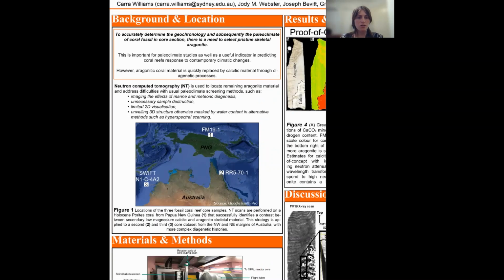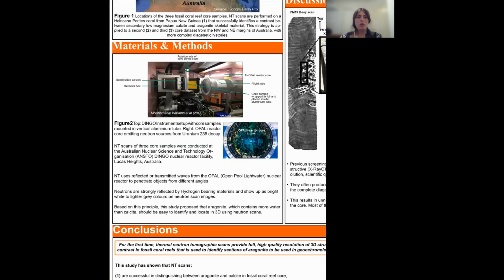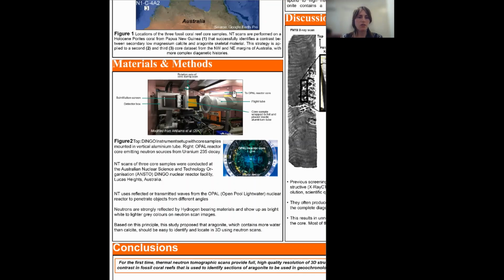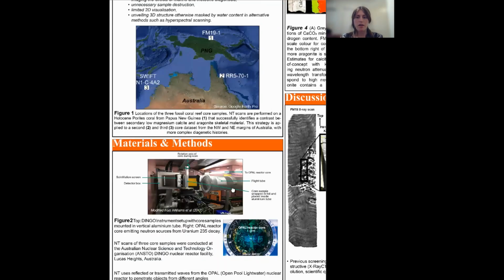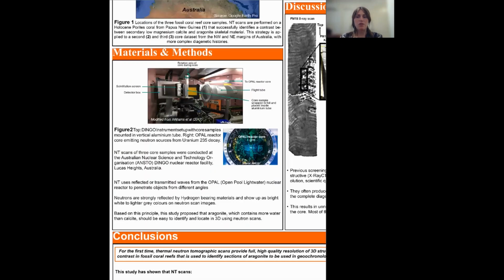So moving on to the materials and methods. We conducted neutron tomographic scans of 3 core samples, the locations of which you can see here in Figure 1, at the ANSTO Dingo Nuclear Reactor Facility in Lucas Heights, Australia.